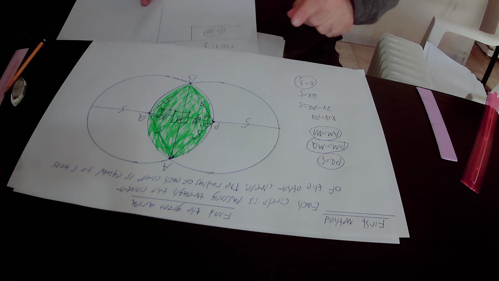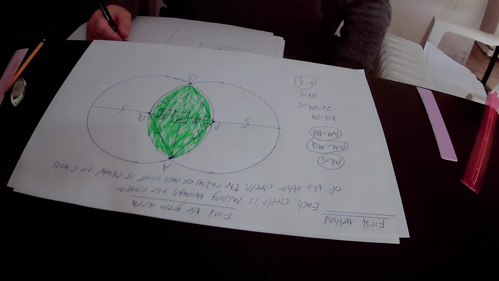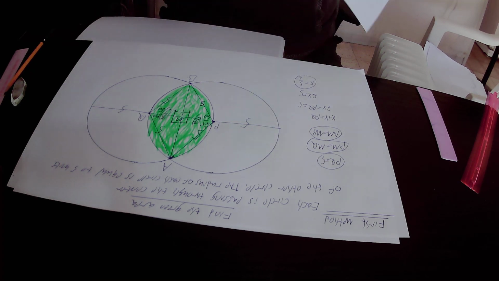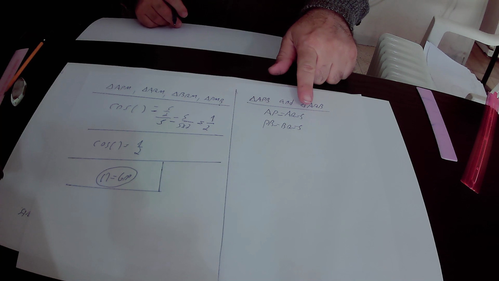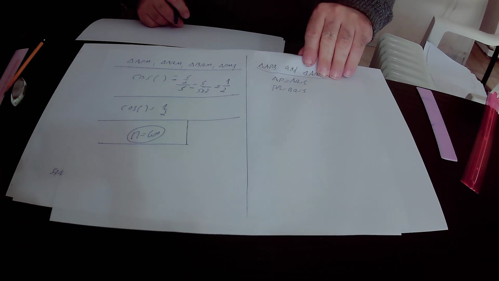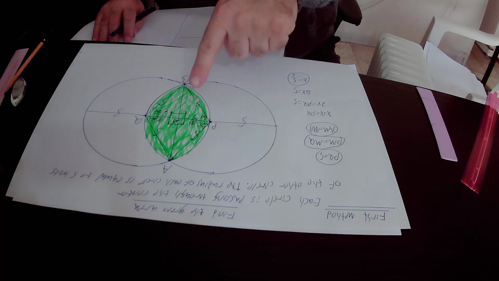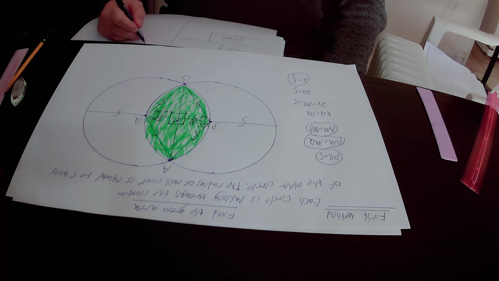We also know that PB equals BQ equals 5 units. And AB is a common side, it belongs to both triangles, so we can write down that AB equals AB.